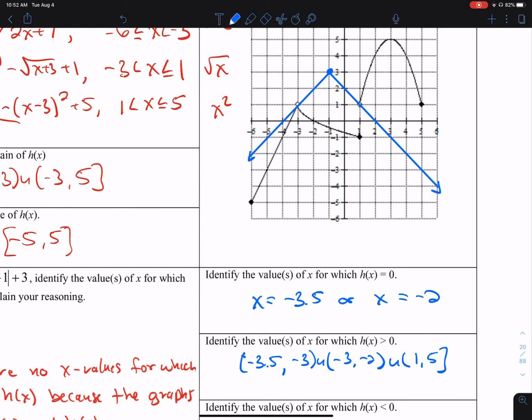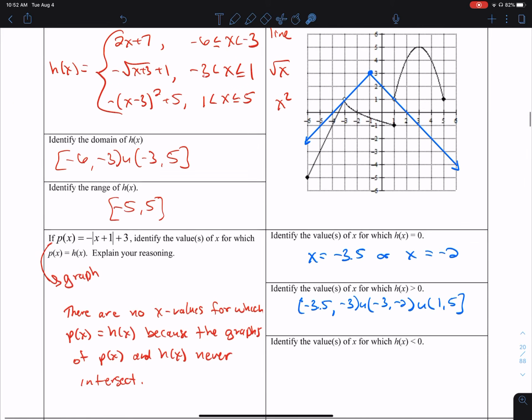Why is 5 included and nothing else is? 5 is included because we have a closed dot at the end of this interval. 1 is not included because it's an open circle. Negative 3 is not included because it's an open circle. Negative 2 is not included because it's on the x-axis, and this just says greater than. Negative 3.5 is not included because it's on the x-axis, this says greater than.